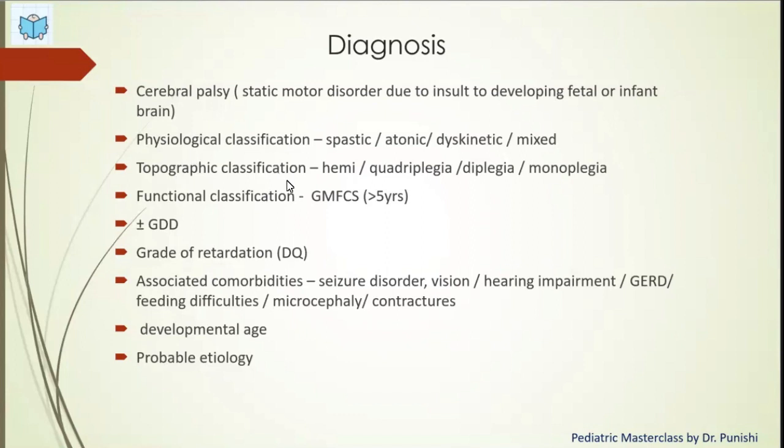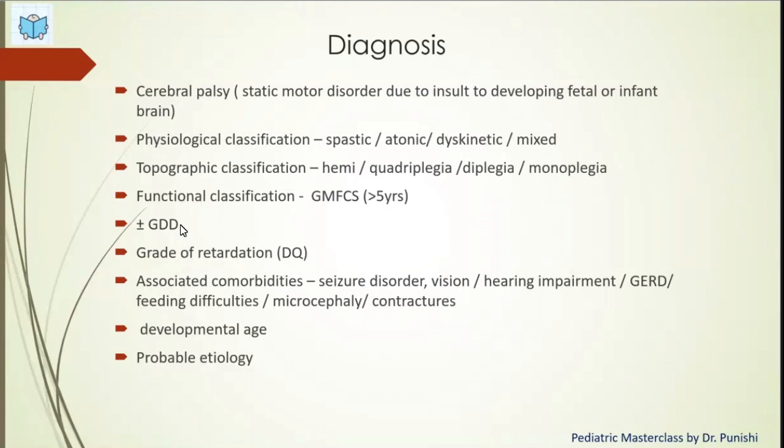What is topographic classification? Depending on what limb is involved. Is it hemiplegia, that is involving one half of the body, quadriplegia involving all the four limbs, diplegia involving the lower two limbs, or monoplegia involving one particular limb? What is the functional classification in children who are more than 5 years of age? We saw the GMFCS classification in part one. The Gross Motor Function Classification System is where you assess the functional classification on the basis of history.